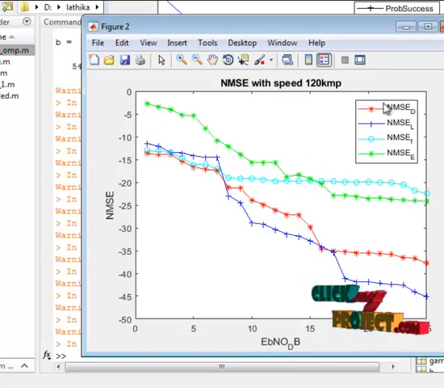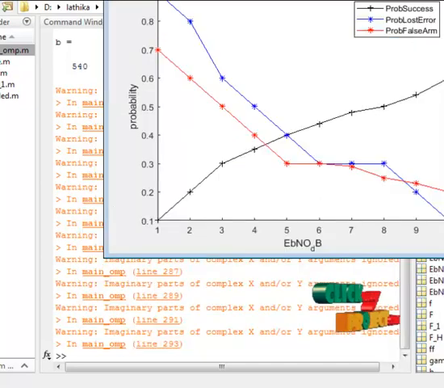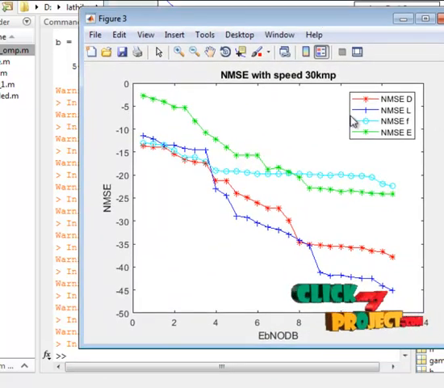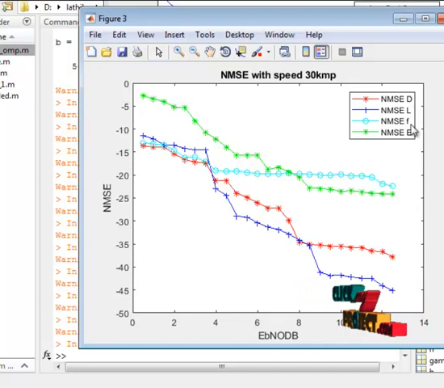There are 4 plots, that is NMSE dominant, NMSE lost term, NMSE false alarm and NMSE total. These 4 are plotted. The speed for all these graphs is a constant 120 km, and these graphs are calculated using a formula. Then the same graph is plotted with a speed of 30 km, that is NMSE dominant, NMSE lost and NMSE total. By comparing both graphs, we know that the NMSE at 30 km speed is lesser, and these are plotted between NMSE and Eb/N0 dB.